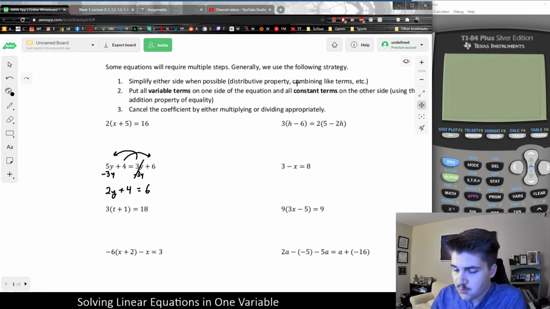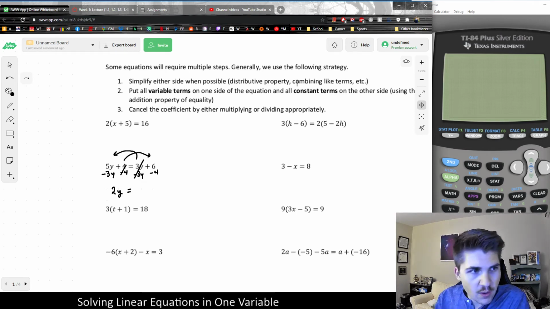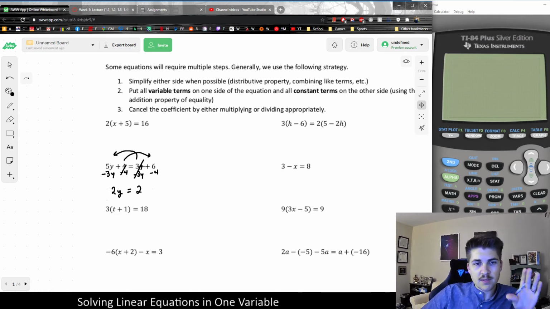So since I have plus 4, the only way to get rid of that would be by subtracting 4 from both sides. And usually what I would do is do those both at the same time, just to save energy. And that would leave me with 2y is equal to 2. And after I finish doing that, I put all the variables on the left-hand side, all the numbers, or constants, on the right-hand side.